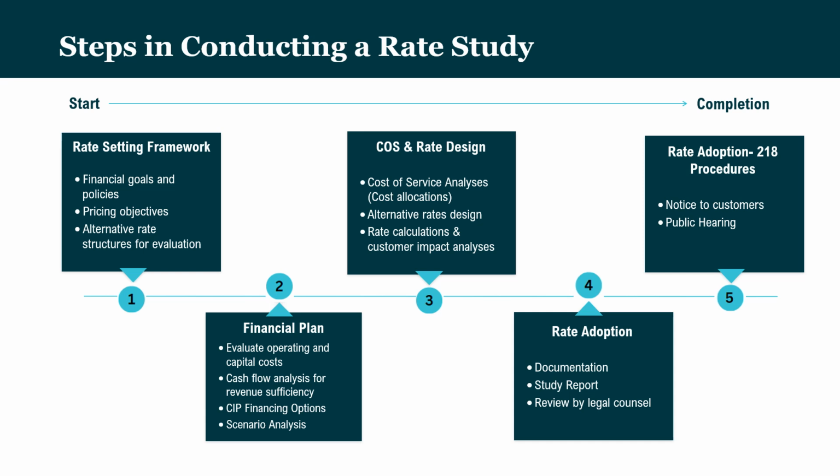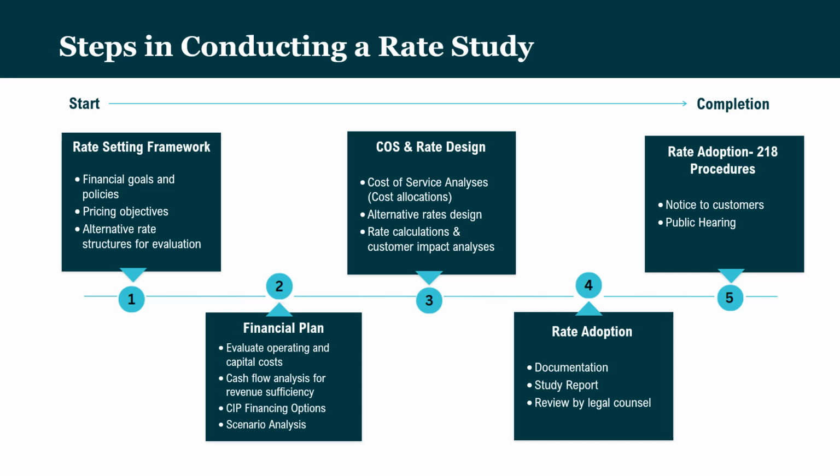In step 2, we conduct what's known as a financial plan to assess how much money the utility needs in any particular year. In step 3, we conduct a cost of service and rate design, which involves detailed calculations, alternatives, and customer impacts. In step 4, once a rate proposal is determined, the study is documented in a study report that will serve as part of the organization's administrative record. Finally, in step 5, utility customers are notified of proposed rates 45 days or more before the public hearing.